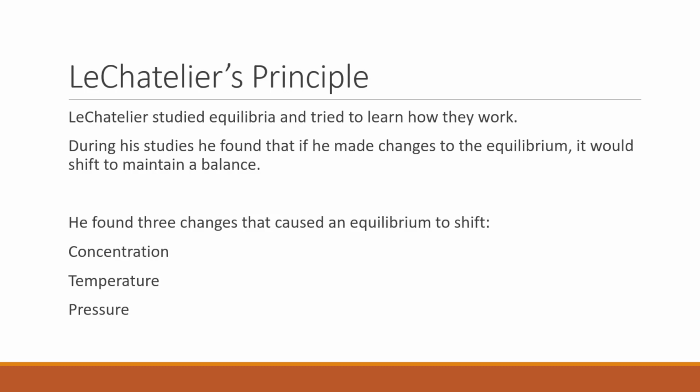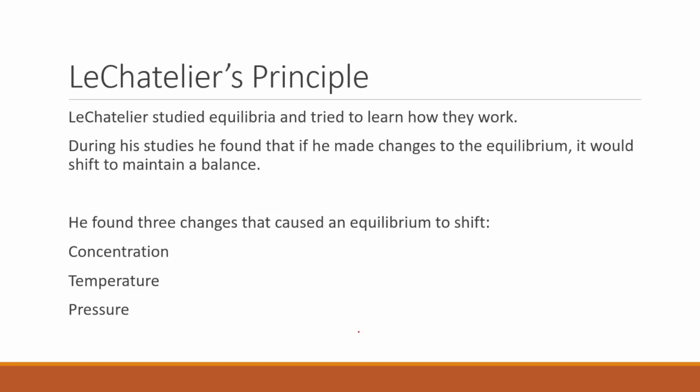The person who did all the research on this was a man named LeChatelier, and he studied these equilibria. He put pressure on these equilibria, he caused them to change, and he studied what happened before and after, and how it affected the equilibrium. He found three different things that caused an equilibrium to shift that we're going to talk about. And those things were concentration, temperature, and pressure.